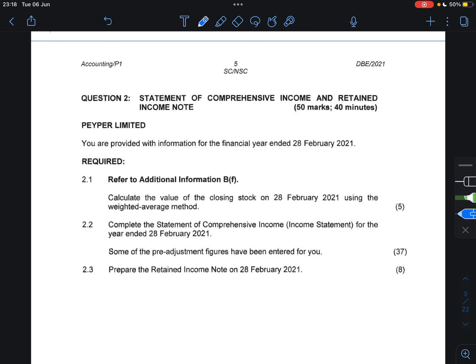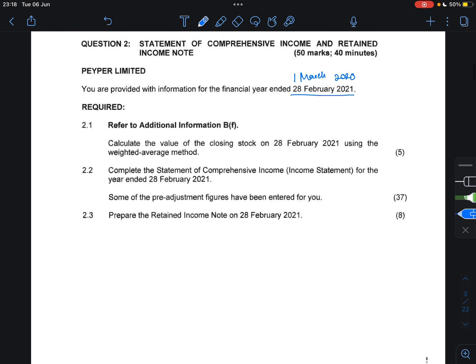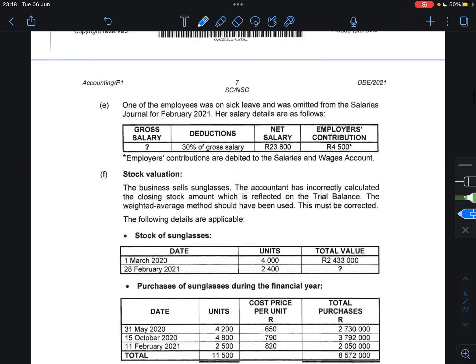So we are provided with information for the financial year ended 28 February 2021, which means our year begins on the 1st of March 2020. Alright. So 2.1 says refer to additional information B and F. So calculate the value of the closing stock on 28 February 2021 using the weighted average method. Okay, we head to information BF.